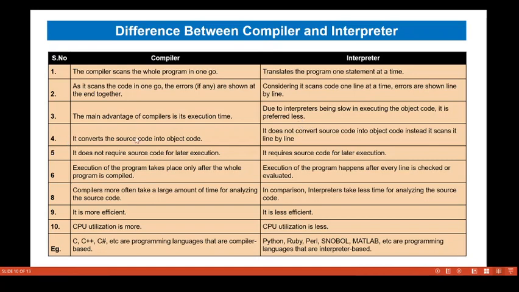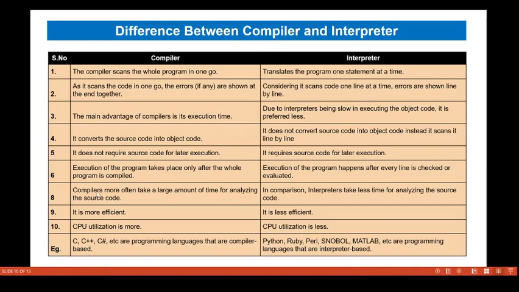And number 4, the compiler converts the source code into object code. The interpreter does not convert source code into object code. Instead, it scans it line by line. Then number 5, the compiler does not require source code for later execution, but the interpreter requires source code for later execution. Then number 6, execution of the program takes place only after the whole program is compiled. That is for the compiler. But for the interpreter, execution of the program happens after every line is checked or evaluated.